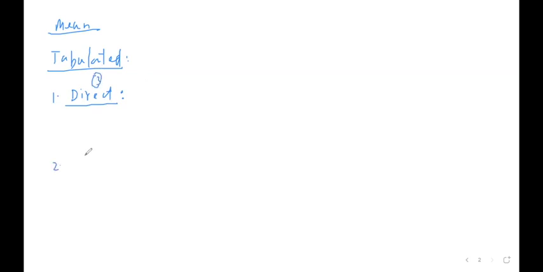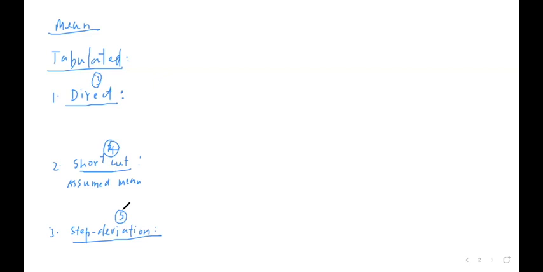Then for shortcut, there are four. Shortcut is also called the assumed mean method. That's got four columns. So three columns, four columns. And the last one is the step deviation, and that's got five columns. Just remember that bit of data.